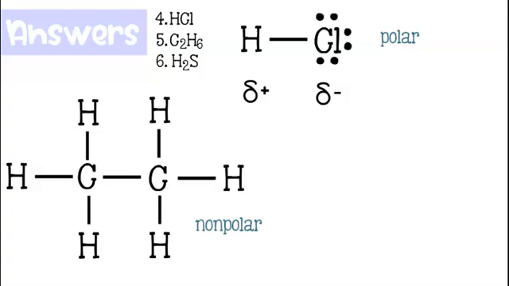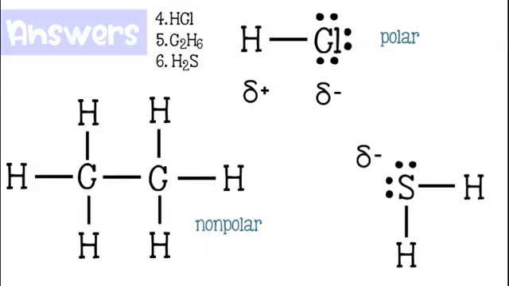Now, H2S is very similar to water, and so its electrons are concentrated around sulfur, giving that a partial negative charge up in the top left, and the bottom right is partial positive. Therefore, H2S is a polar covalent molecule.